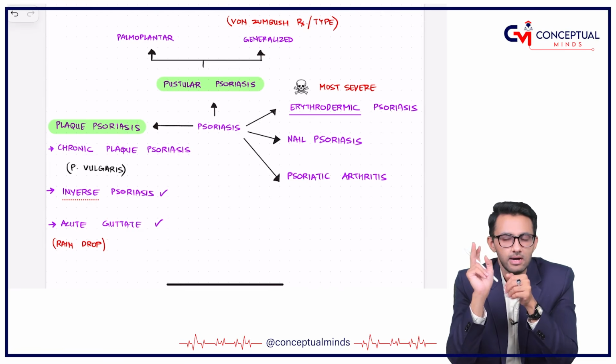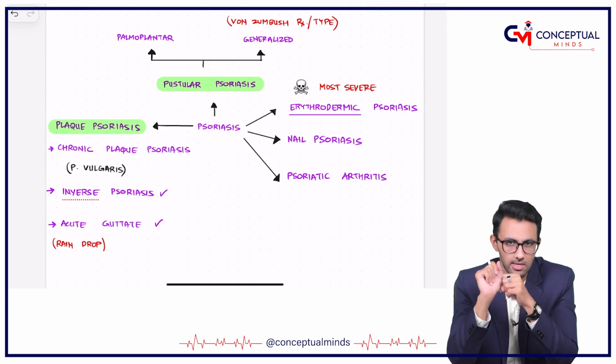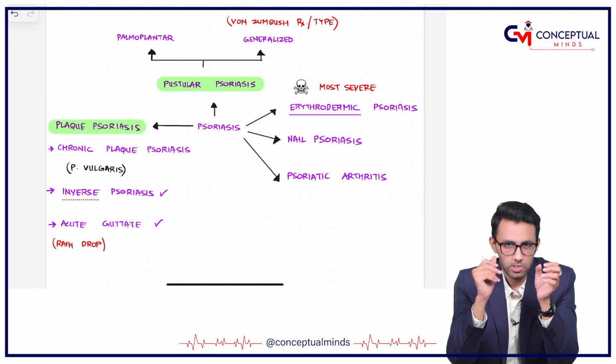The next one is the generalized type, the von Zumbusch type. In this, we have the lake of pus appearance. Okay, the pustular psoriasis is done.